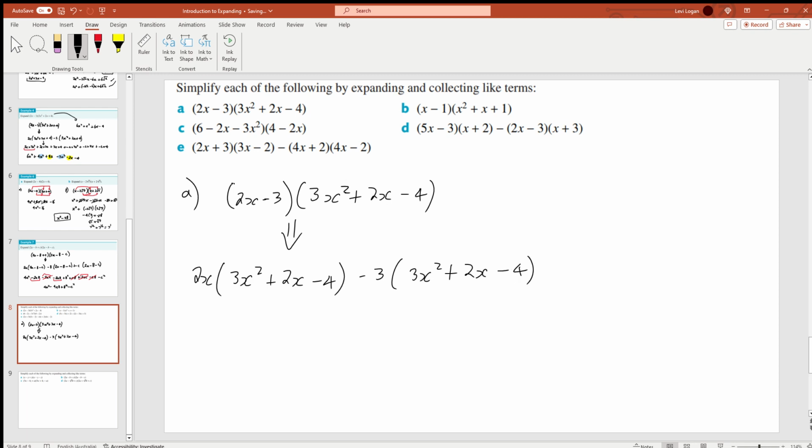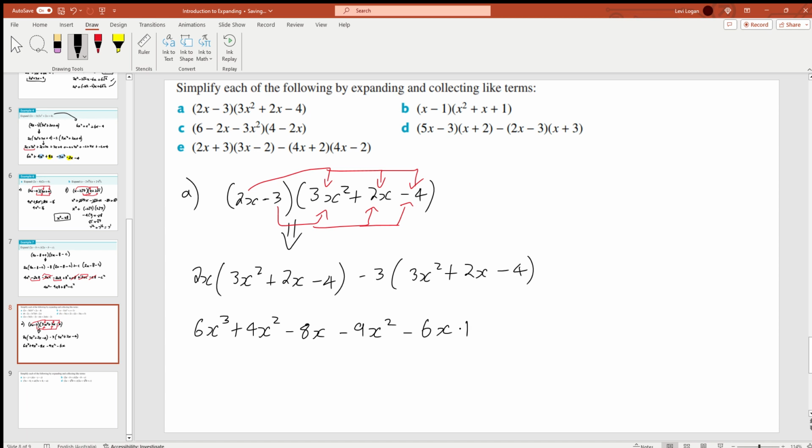That's just an easier way than doing a bunch of arrows, so for example, rather than doing this, this, and this, in case that's a bit confusing for you, here's just another way to write it out. So we go 2x times 3x squared, so we're going to get 6x cubed. 2x times 2x is going to be plus 4x squared. 2x times minus 4 is going to be minus 8x. Minus 3 times 3x squared is going to be minus 9x squared. Minus 3 times 2x is going to be minus 6x, and then minus 3 times minus 4 is going to be positive 12.